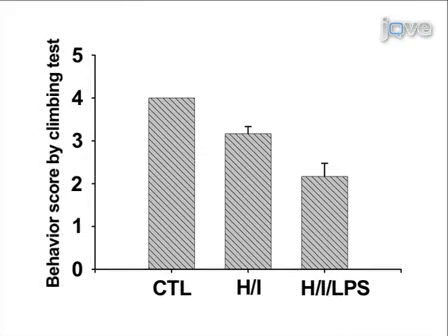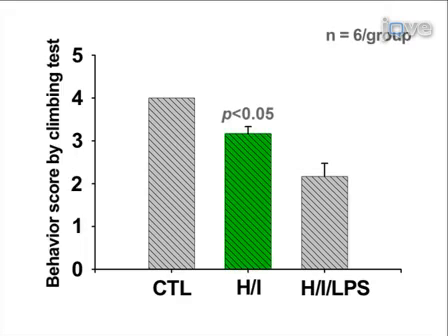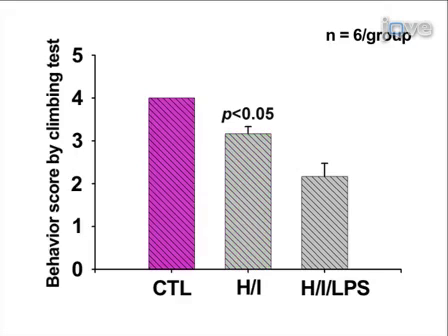Finally, to test for correlative effects of white matter injury on functional outcomes, behavioral tests for motor function were performed. As shown in this graph, behavior scoring based on a climbing test reveals that mice exposed to hypoxia ischemia without LPS have significantly lower scores compared to P14 normal control mice. In addition, mice exposed to hypoxia ischemia with LPS have significantly lower scores compared to P14 HI mice.